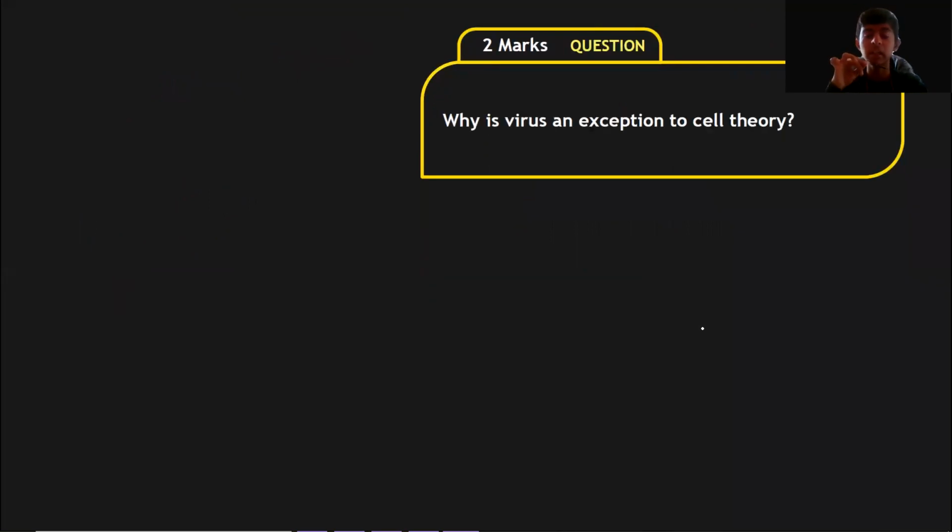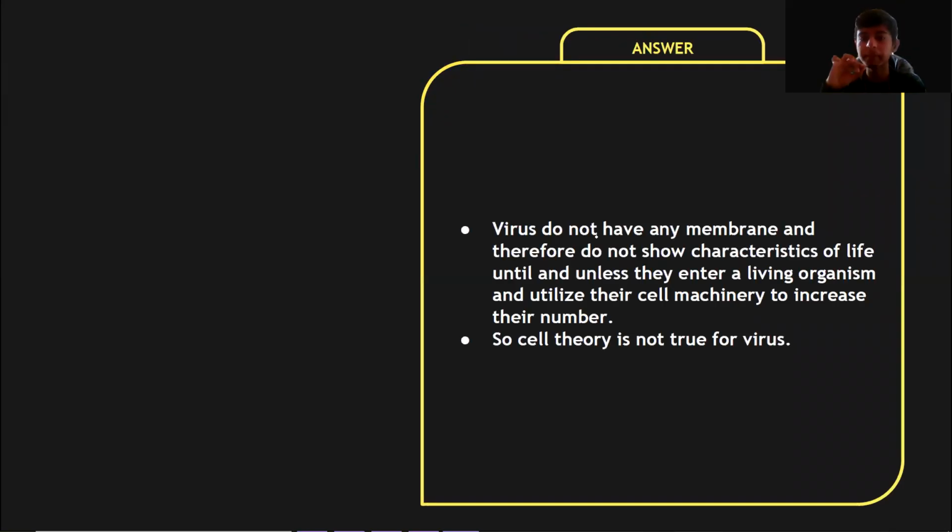Very easy question. Why is virus an exception to cell theory? See, first read the question properly. Here we are talking about virus and cell theory. So first of all, you should know what cell theory states. Cell theory has 3 points. The first point is that all plants and animals are made up of cells. Then the cell is the basic unit of life, and all cells arise from pre-existing cells. So what is the problem in virus?